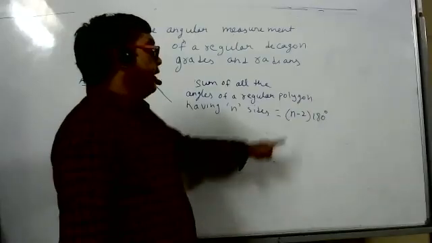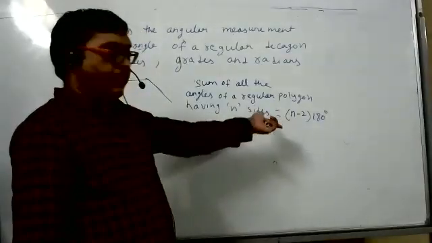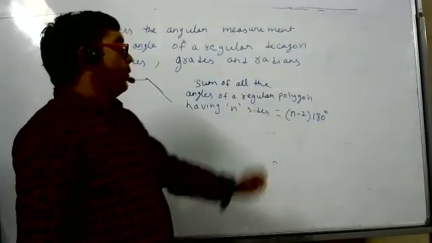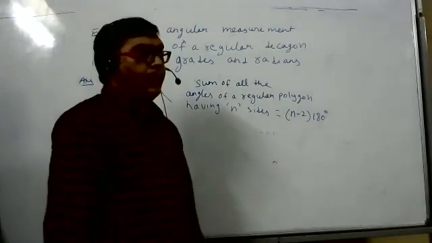For a quadrilateral, what is the sum of all the angles? 360. In the place of n, what to substitute? 4. So 4 minus 2 into 180 is 360. So it is verified. This is the general formula for the sum of all the angles of a regular polygon having n sides.